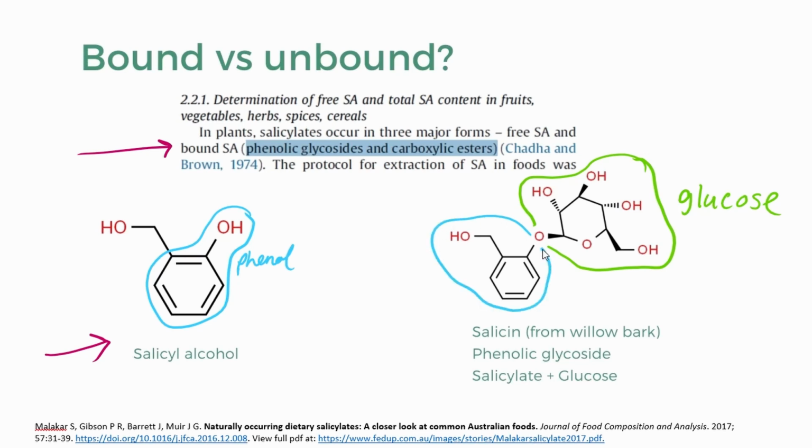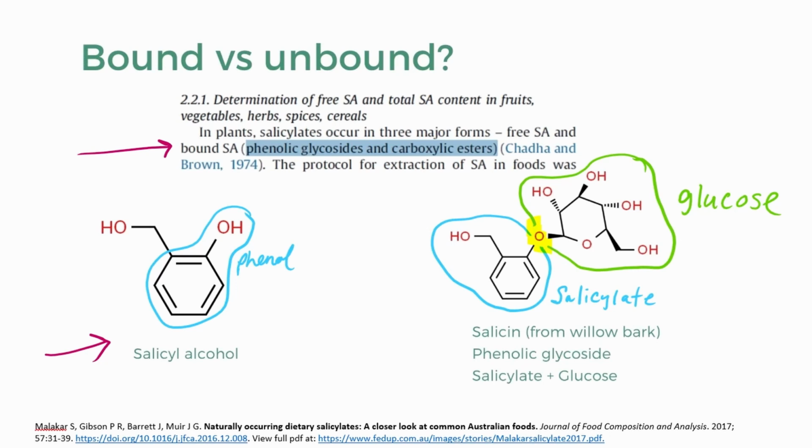Now this one here, even though it's bound, probably digests very quickly in the body because sugar is very water soluble. So it's possible that this is something that breaks up quickly. I'm not sure how easily the area where the O is breaks up. But I do know that people use willow bark for medicine, so I'm guessing it can't take too long to digest in the body. So anyway, that is what a bound salicylate looks like compared to an unbound.